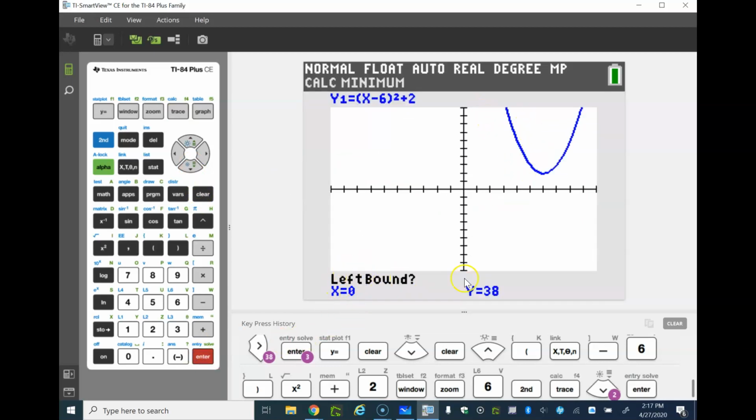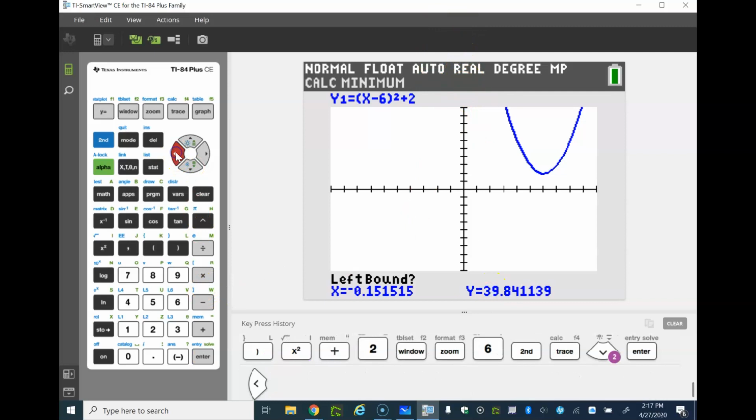Notice we don't see the little blinking cursor because it's actually at y equals 38, which is way up here. So sometimes we got to move the cursor down so we can actually fit. So notice that numbers are going down. So this is where I can bring it down, and we should start to see it soon. Here it is. So left bound. So here's my vertex.